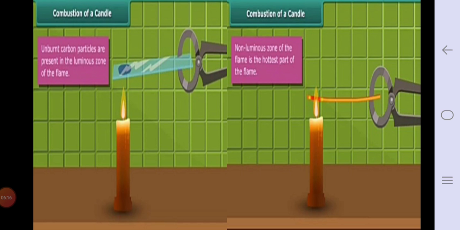Goldsmith blow the outermost zone of a flame with a metallic blowpipe for melting gold and silver. Why do they use outermost zone of the flame? So for this the answer is because it is the hottest part. So they use outermost layer.